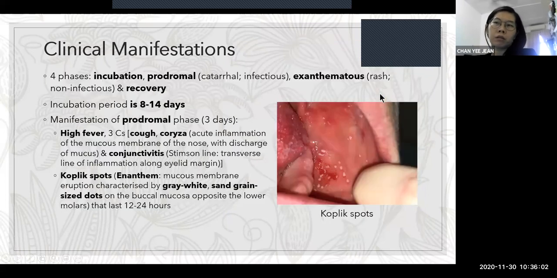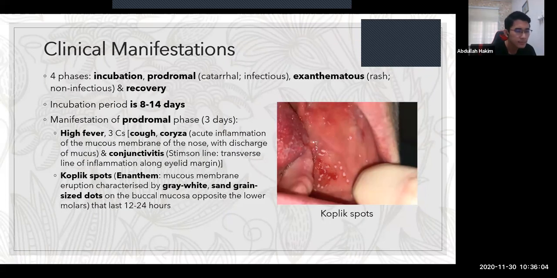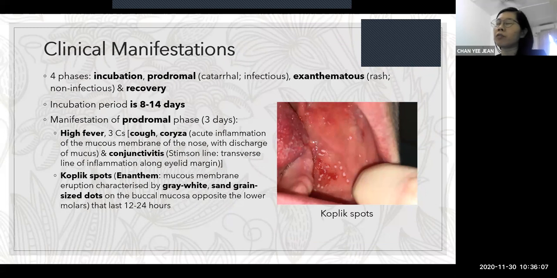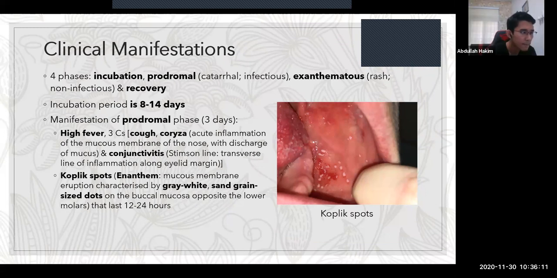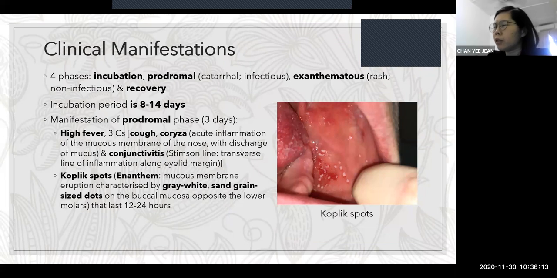The Koplik spots are quite hard to see because they appear very early on. You see them roughly between the first 2 or 3 days. After that, they disappear. So if you catch it, if you see it in time, good. If you don't see it, it doesn't mean it's not measles. All of the topics for this morning are basically fever and rash, so it's important for you to remember the distribution and also the progression of the rash.